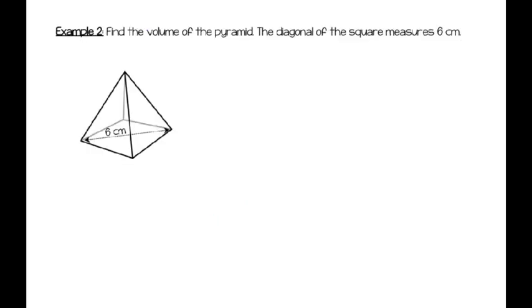Okay, the next one, let's find the volume of this pyramid. This time we're not given the side of the square. Instead, what we're given is the diagonal. So we need to stop and think about what that's looking like. So if we have the square, we know that this is 90 degrees. So what I really am looking at is this is 90 degrees and the hypotenuse is 6. It's a square, so those are the same. So think about what type of triangle this is, what you know about those triangles, and how do you find the side?